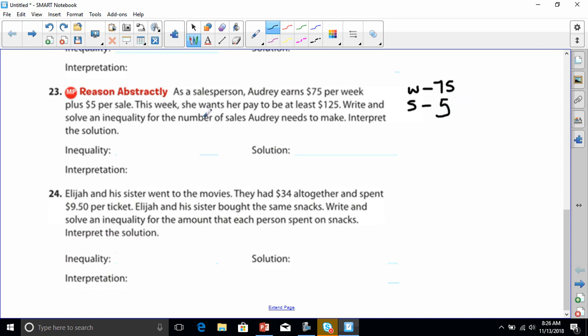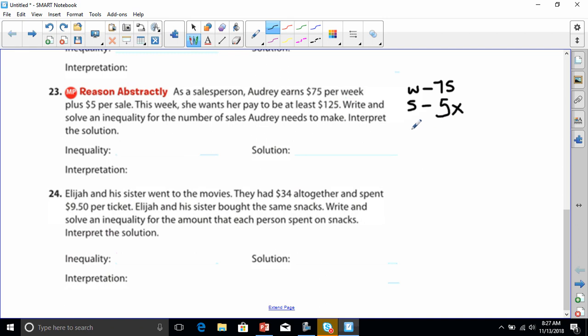And then per sale. So this week she wants her pay to be at least $125, right? And solve an inequality for the number of sales. We need to know the number of sales, but we don't know what it is yet. So we're going to put 5x here. That means however many sales we have, we're going to multiply it by 5, since she gets $5 per sale.